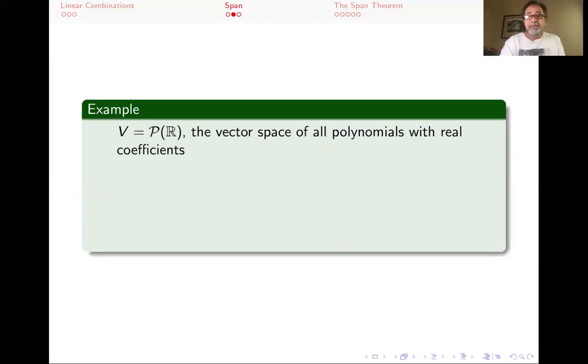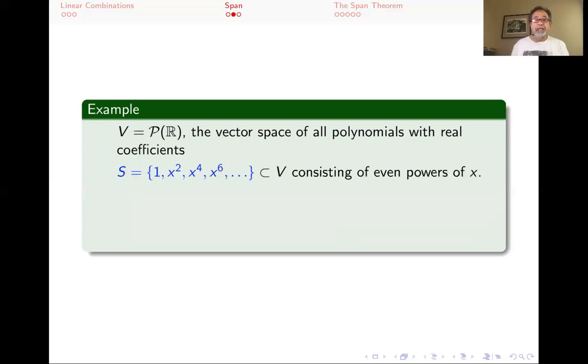P(R) is the vector space of all polynomials with real coefficients, not polynomials with some bound on their degree, just all of them. In that situation, I'm going to let S be this infinite set that consists of even powers of x: x to the 0, x squared, x to the 4th, x to the 6th, and so on. So this is an infinite set. And if I ask, is 5x squared minus 3x to the 6 plus x to the 48 in the span of S? The answer is yes, because you use those elements, multiply them by constants, and add them. That's a linear combination of elements of S, and so it's in the span.